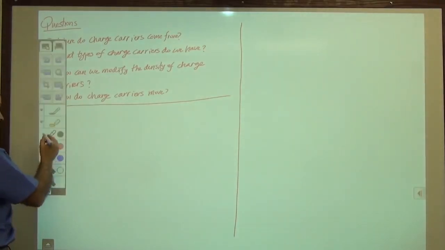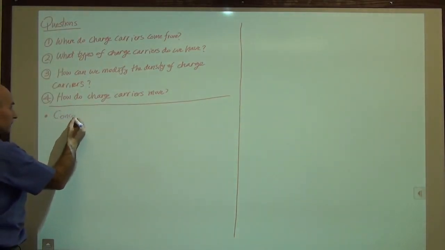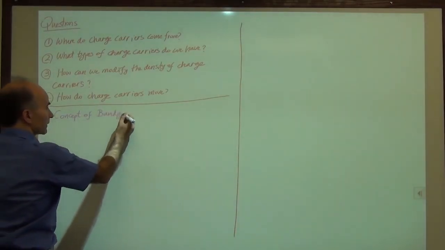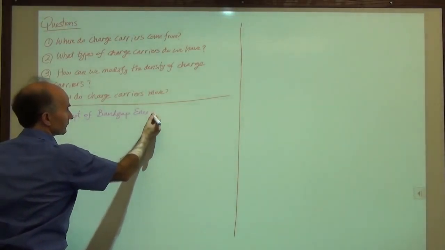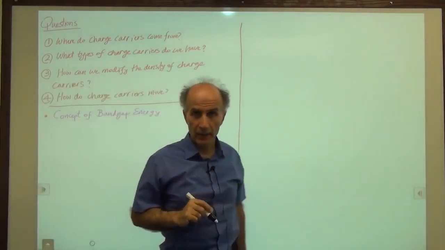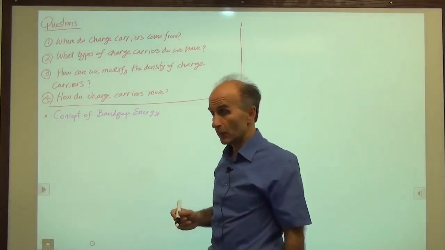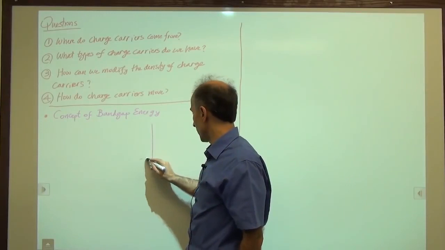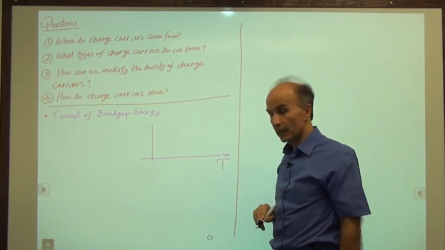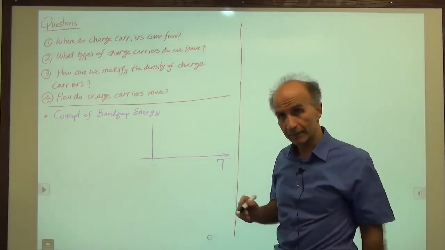So this is what we call the concept of band gap energy. Now, along the lines of what we just discussed about a piece of silicon and some free electrons that we can find there, here's what we would expect. Let's try to plot as a function of absolute temperature the density of free electrons in silicon, just very qualitatively.